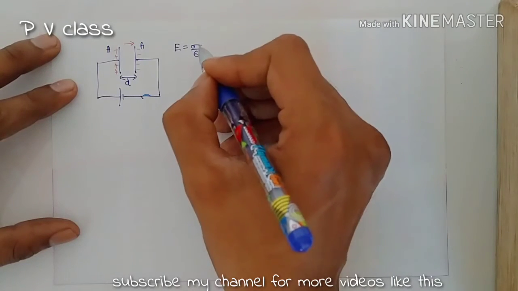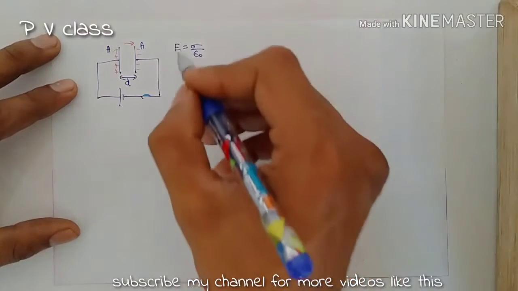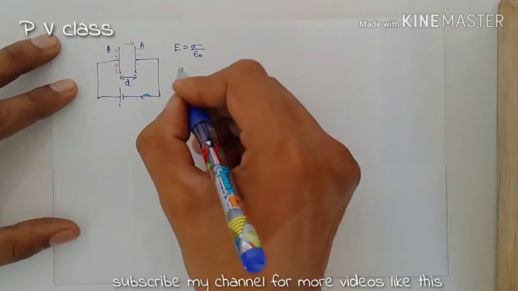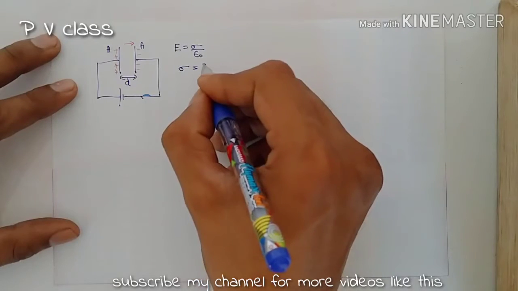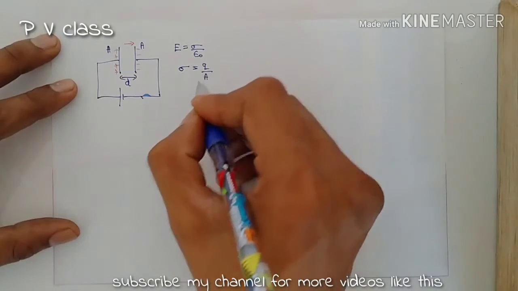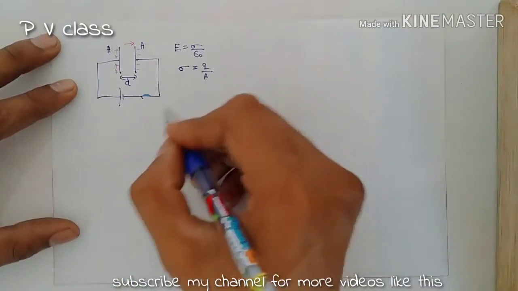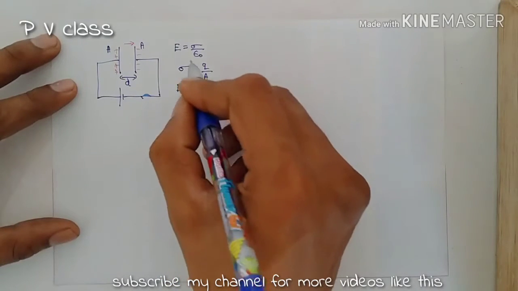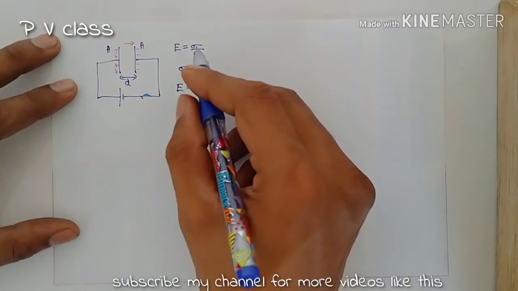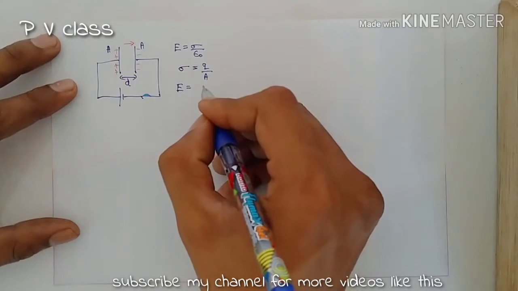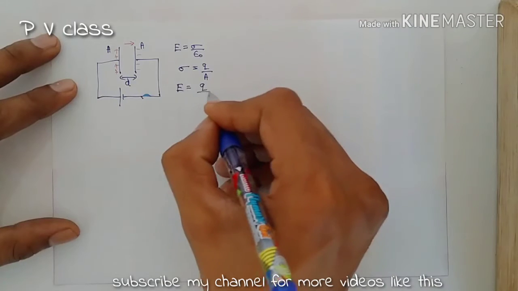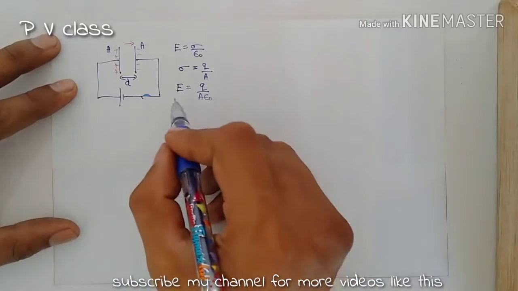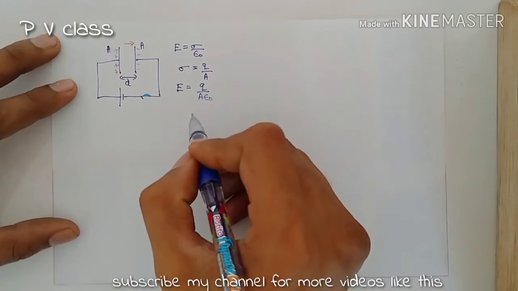Sigma is the surface charge density, and we could write surface charge density as charge per unit area. Therefore, sigma is equal to Q by A. Then I could rewrite the electric field intensity expression by substituting Q by A instead of sigma. Therefore, E is Q by A epsilon 0. This is another expression for the electric field intensity.